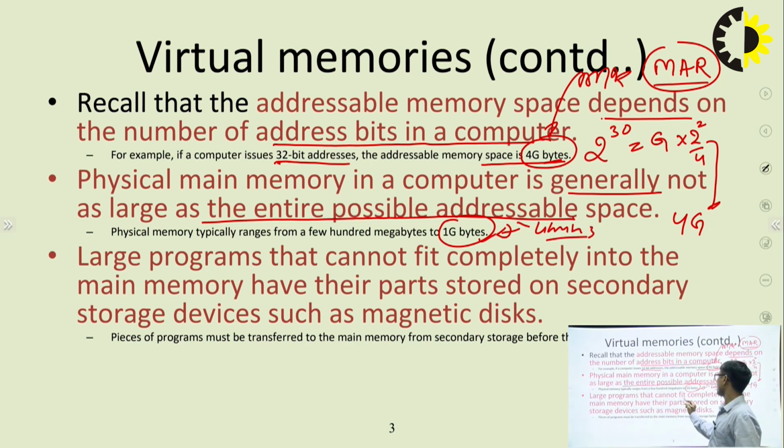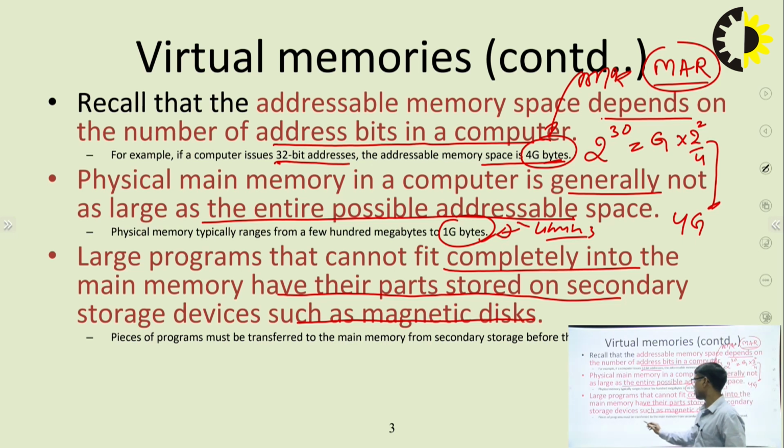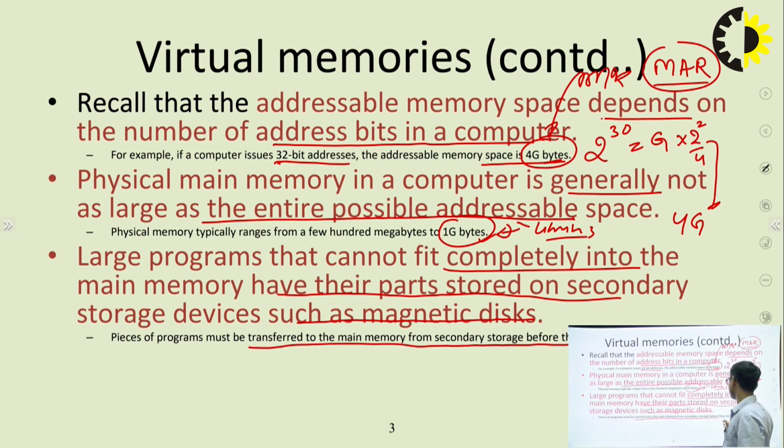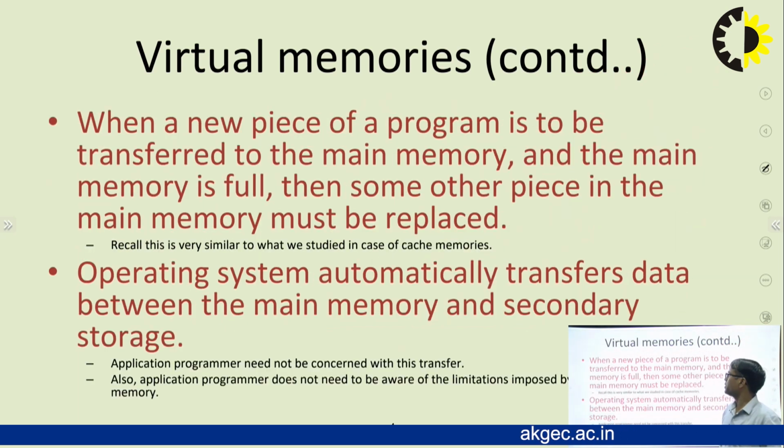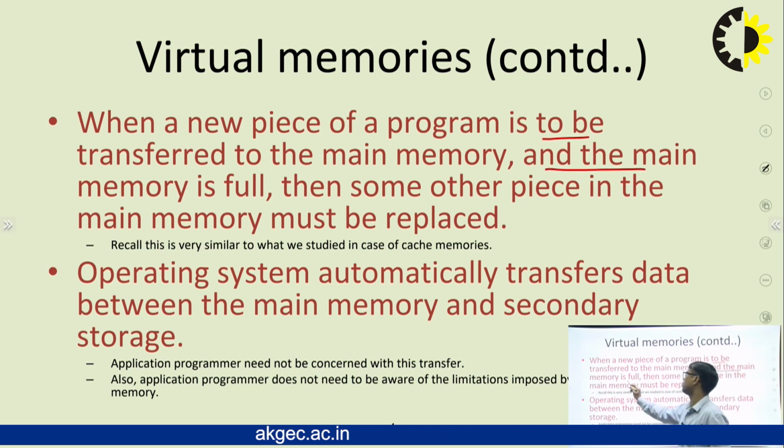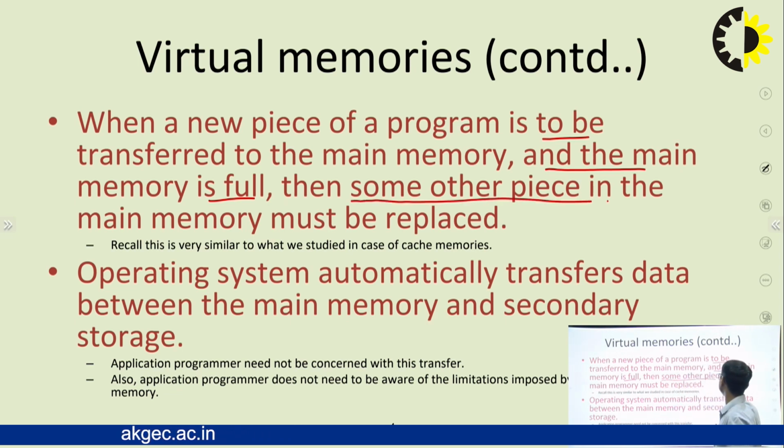Large programs that cannot fit completely into the main memory have their parts stored on secondary storage devices such as a magnetic disk. Pieces of a program must be transferred to main memory from the secondary storage before you can execute them. Since we have limited space, a large program cannot be stored in this space, because multiple programs are running and they have their own processes allocated in the main memory. So when a new piece of a program is to be transferred to the main memory and the main memory is full, what will we do? Then some other piece of the main memory must be replaced.